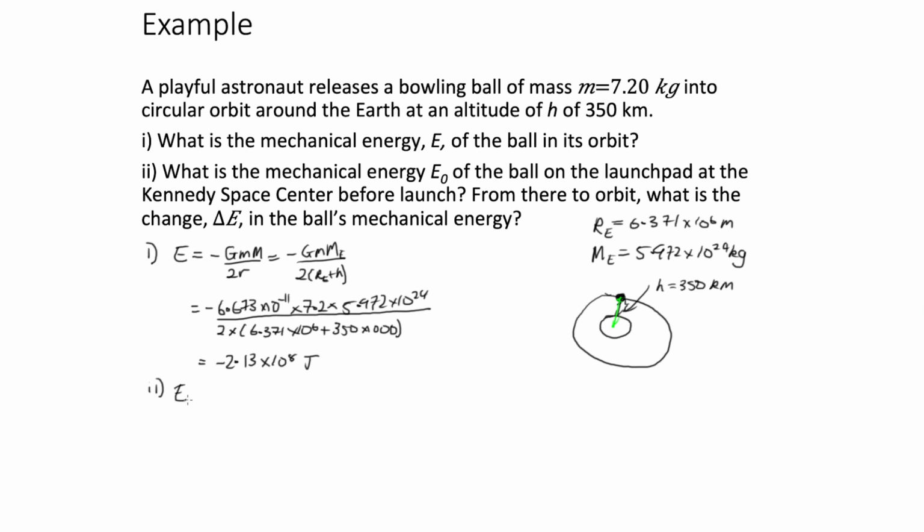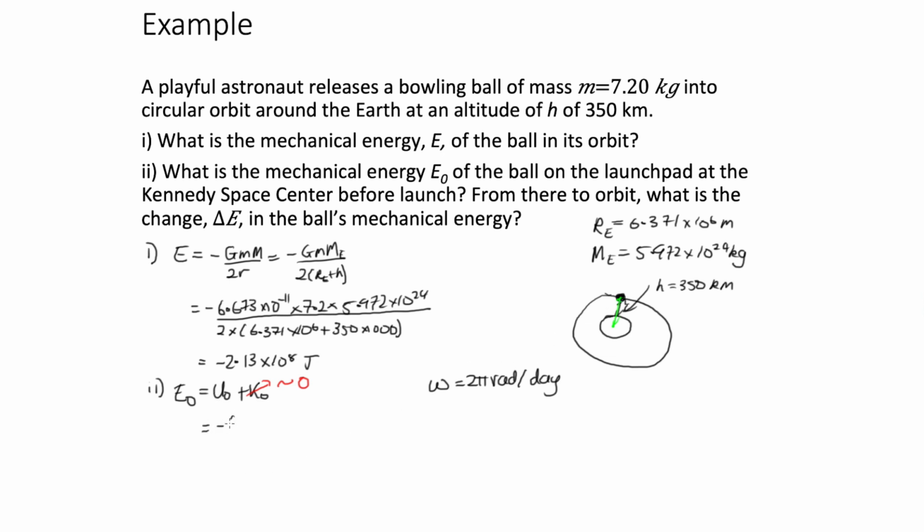So we know that E0 is equal to U0 plus K0. Now, it will have a small amount of kinetic energy because of the Earth's rotation, but this is so small that we can neglect it, because when you think about it, omega for the Earth is equal to 2 pi radians per day, and so the kinetic energy is going to be tiny. So we can ignore this because it's approximately equal to 0. So we just need to calculate the potential energy on the launch pad.